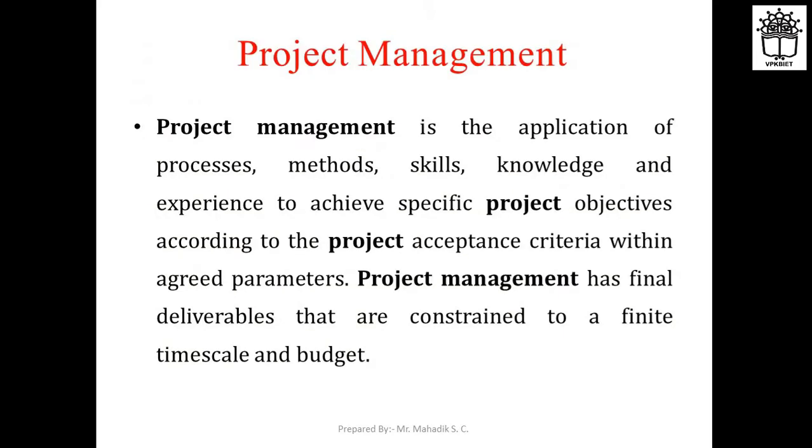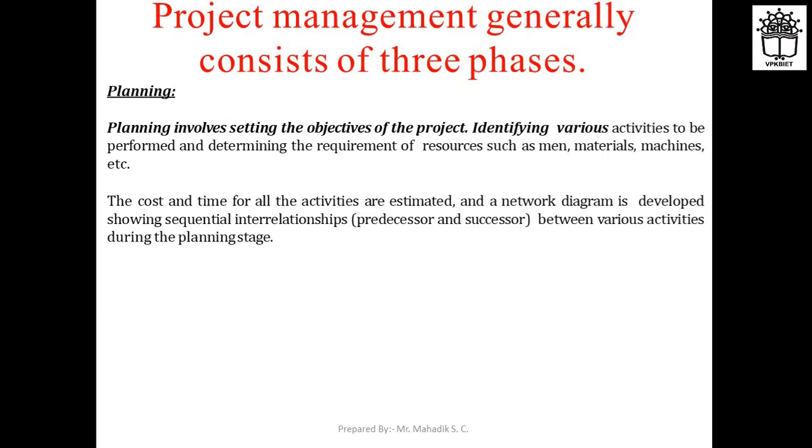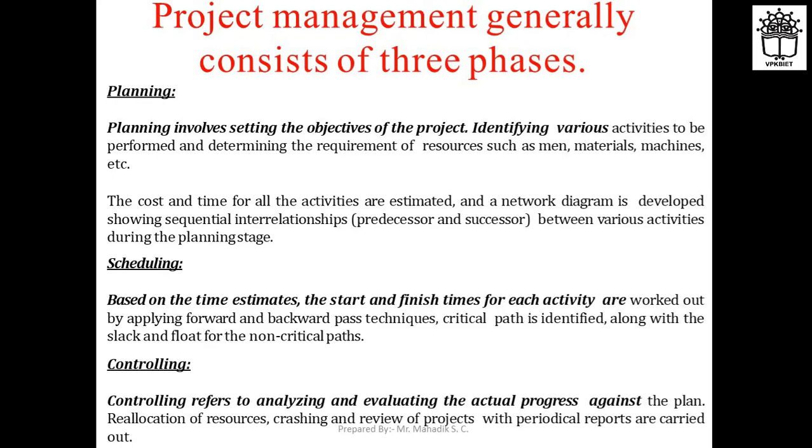Then let us see what is meant by project management. Project management is the application of processes, methods, skills, knowledge, and experience to achieve the specific project objectives according to the project acceptance criteria within the agreed parameters. Project management has final deliverables that are constrained to finite time scales and budget. So this is about project management. Project management generally consists of three phases: planning, scheduling, and controlling.